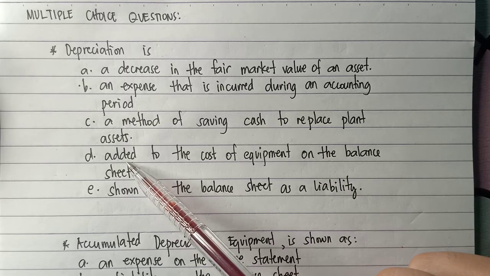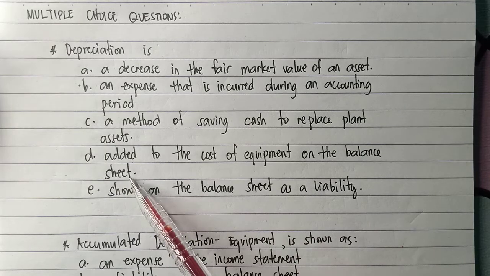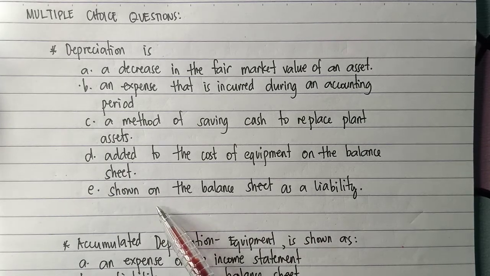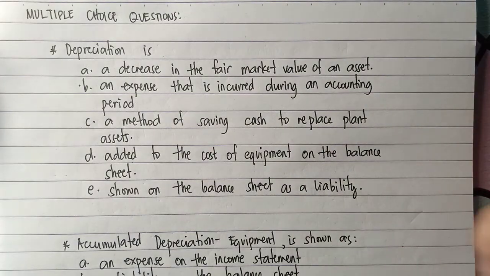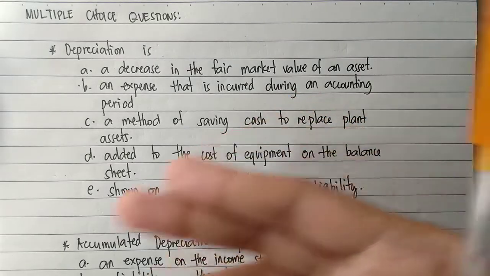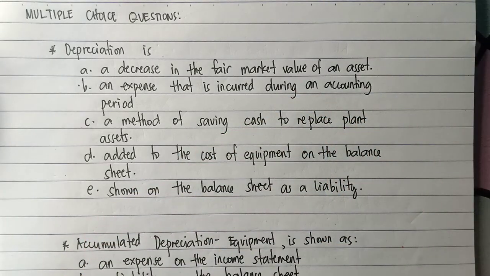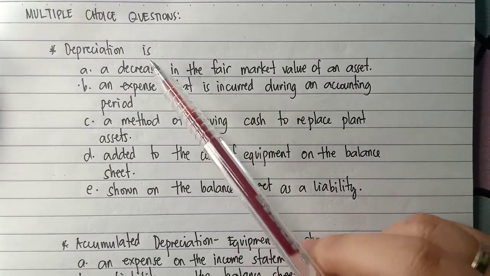Letter D, added to the cost of the equipment on the balance sheet. And letter E, shown on the balance sheet as a liability. I will give you 5 seconds to answer. Okay, time is up. So let's now answer this question.